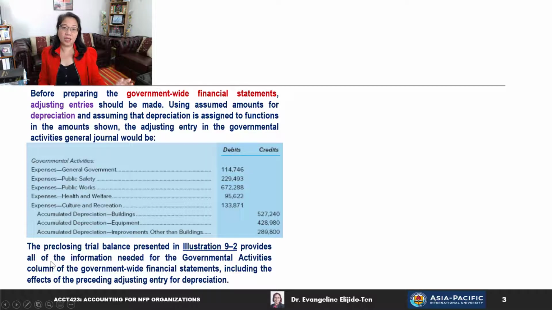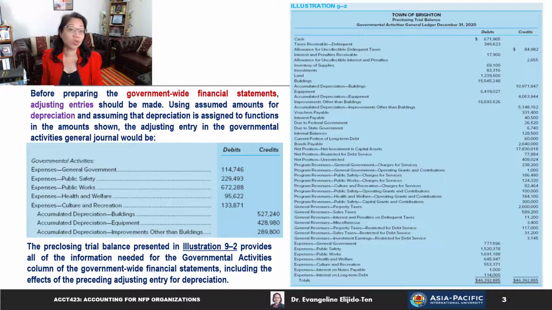Once the adjusting entries have been prepared, the pre-closing trial balance can be prepared as well. So this is as shown in illustration 9-2 of your textbook. All right. So as you can see, all the needed information for the governmental activities column of the government-wide financial statements are now provided in the pre-closing trial balance, and this also includes the adjusting entry for depreciation.